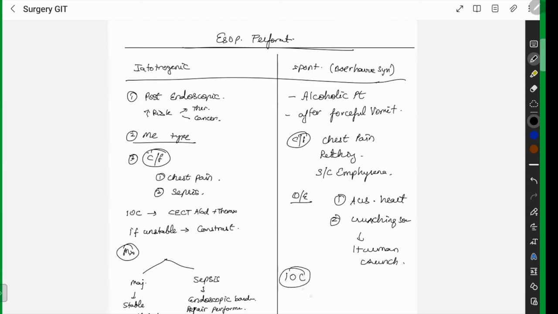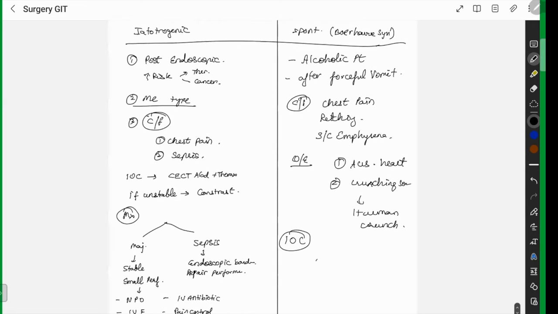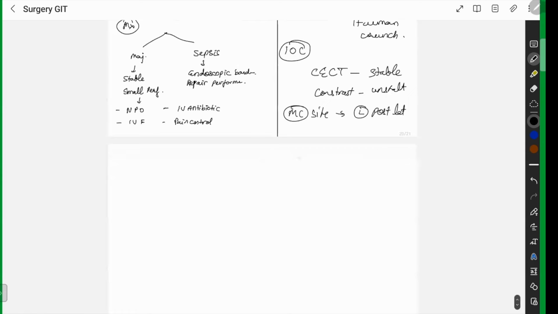The investigation of choice: in a stable patient you do CECT, and in an unstable patient you do a contrast study. The most common site you're going to find is the left posterior lateral wall, especially the lower one third.